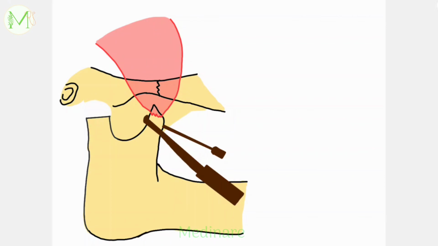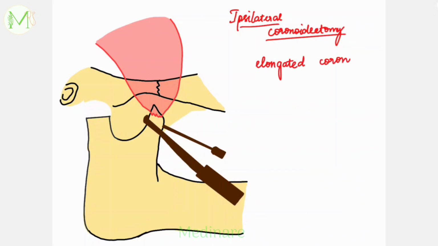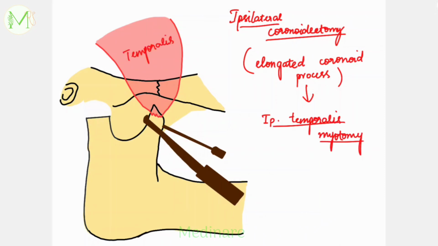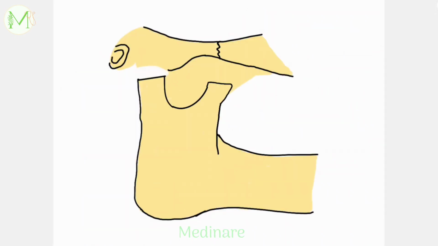After that gap arthroplasty, ipsilateral coronoidectomy is done, which means we are going to cut the elongated coronoid process on the same side. Followed by this, we are going to do ipsilateral temporalis myotomy. This is the temporalis muscle getting inserted into the coronoid process. So we are going to put an incision on the temporalis muscle to relieve it. After ipsilateral coronoidectomy and condylectomy, we will end up with something like this.